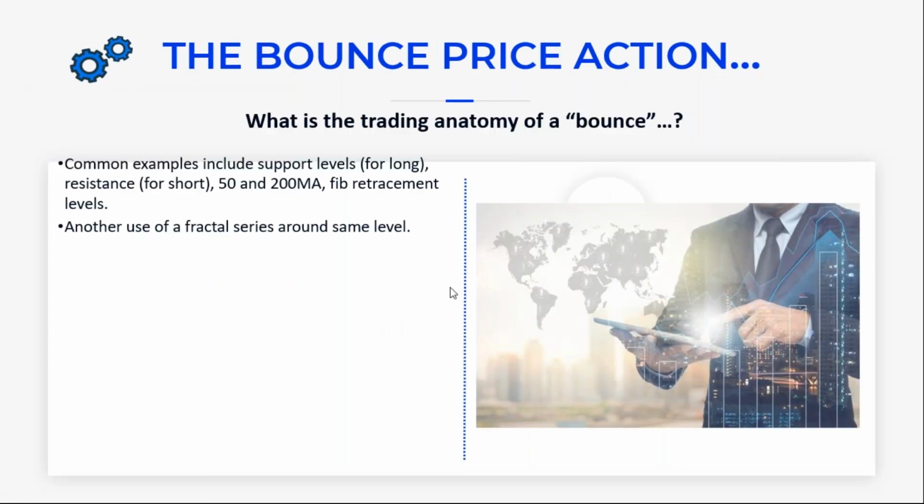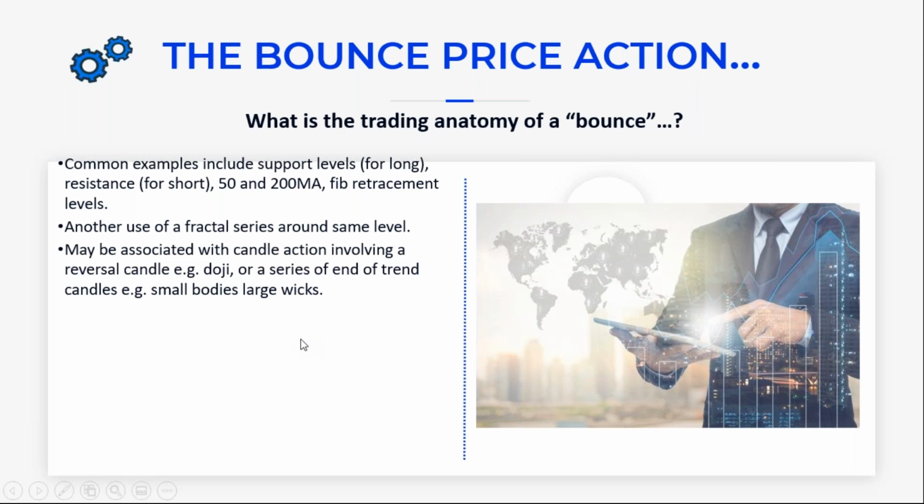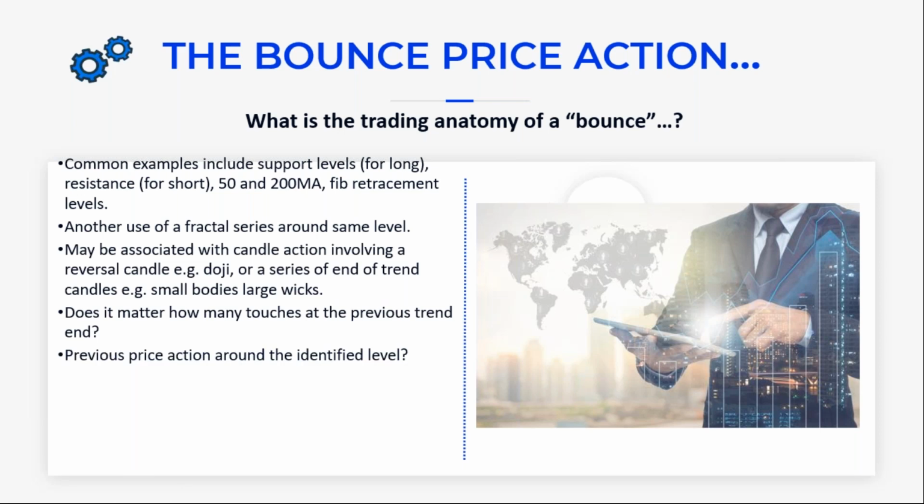Okay, so here we go, anatomy of a bounce. So what are we bouncing off? Well, things like 200 MAs, support levels, resistance levels for short trades, fib retracement levels, fractals, whatever you're choosing to use as a bounce. You'll often see those long wicks and small bodies. We'll have a look at a couple of examples.